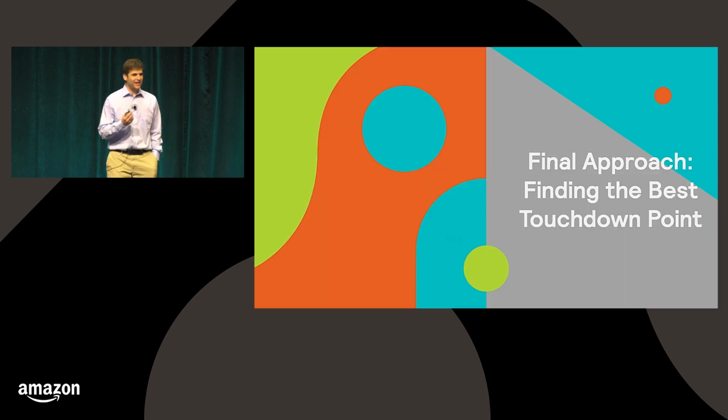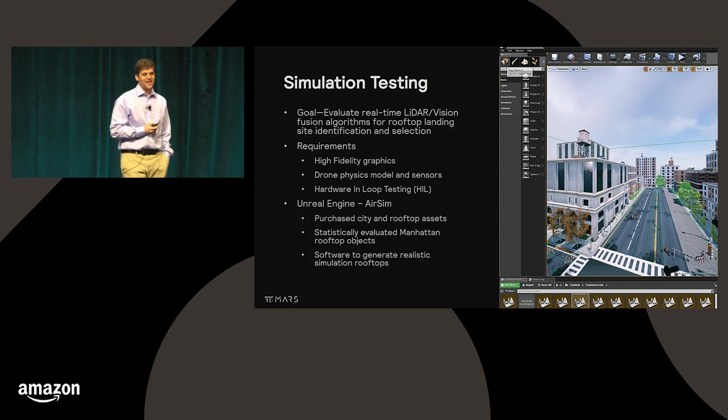So I talked a lot about planning and maps and so forth. This final thing is about: you've made a choice to land on a rooftop. How are you going to actually do it? How are you actually going to choose where to land on the rooftop, that final touchdown? And so I wanted to experiment with some computer vision algorithms and some LiDAR point processing algorithms, and I wanted to test them in simulation first.